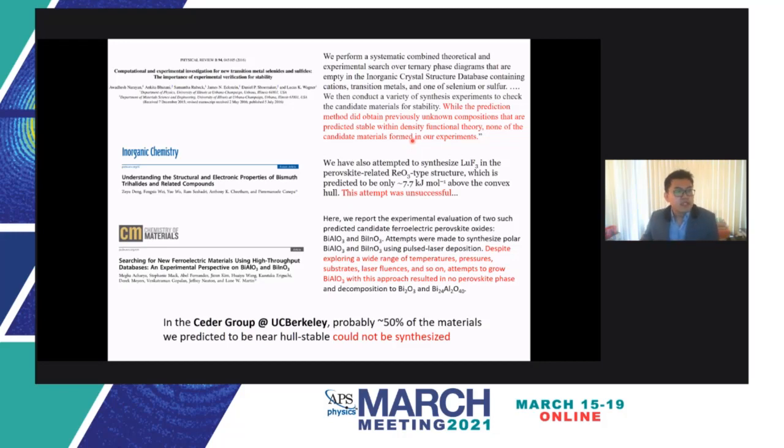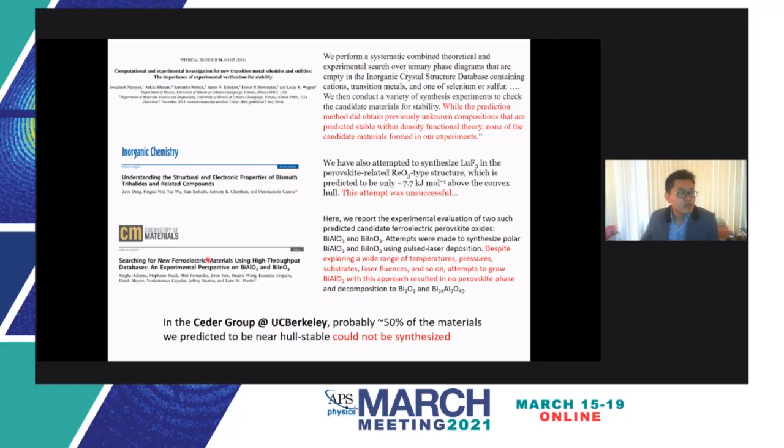Here's another paper where they said, we also attempted to synthesize lutetium fluoride in this particular structure, which is predicted to be only 7.7 kilojoules per mole above the convex hull. That's 7 meV per atom about. This attempt was unsuccessful. Okay, not that metastable, only 7 meV per atom, still cannot be synthesized.